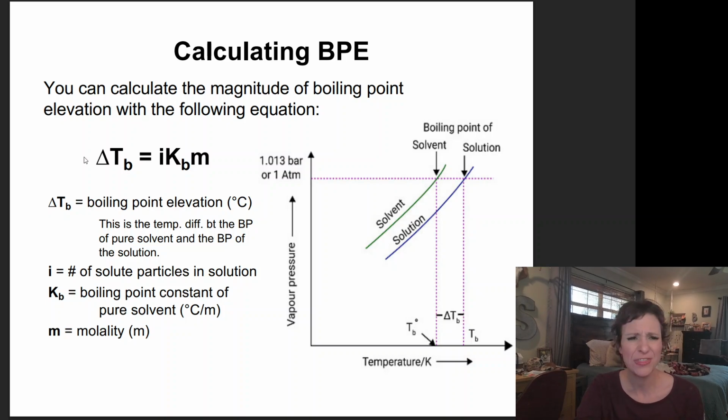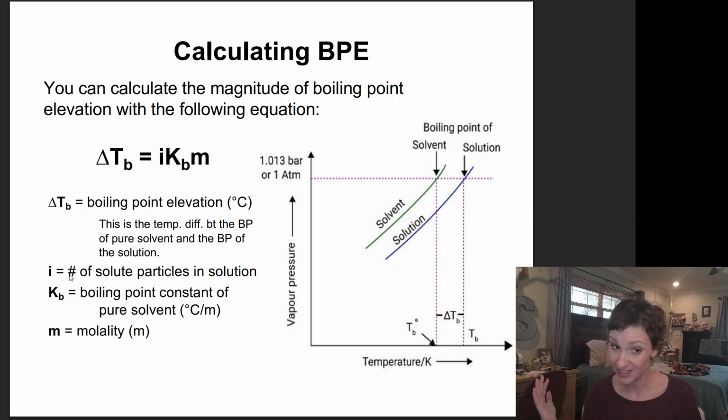Okay, so to figure out that magnitude of change, that boiling point elevation, it's going to be equal to i Kb m. i stands for, it's technically the van't Hoff factor. It's just how many solute particles are going to be present in solution. We will talk about the possibilities of how to figure out what i is a little bit later, but that's how many solute particles you're going to get dependent on what the solute is.